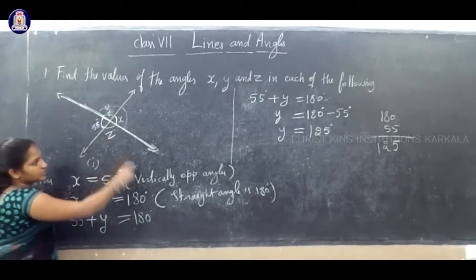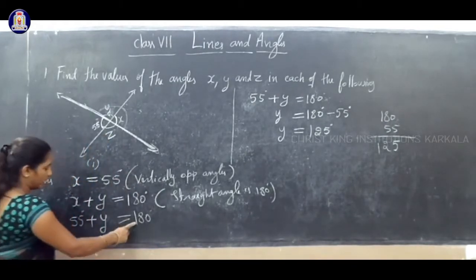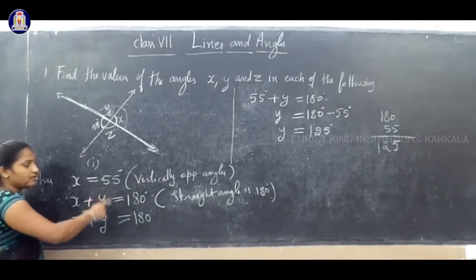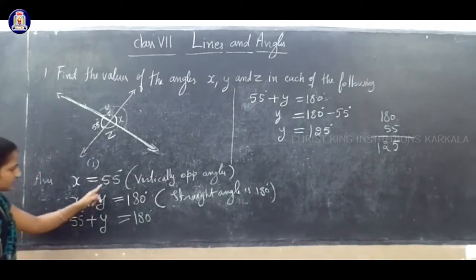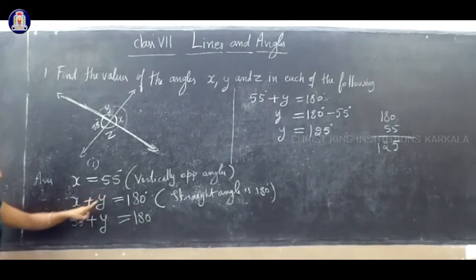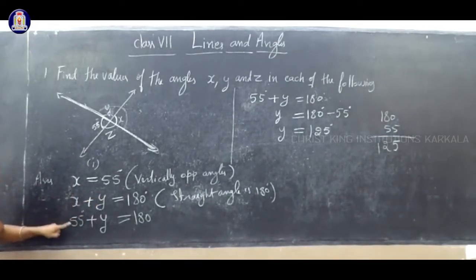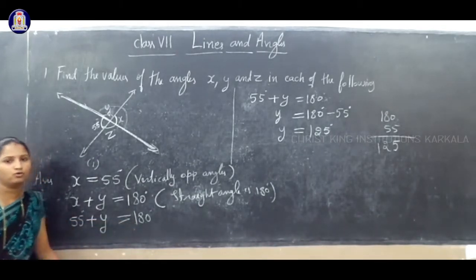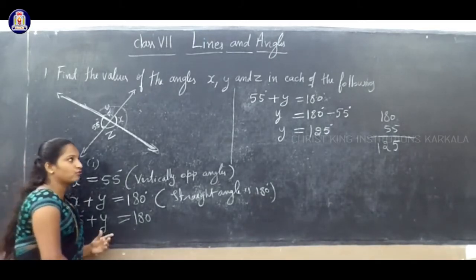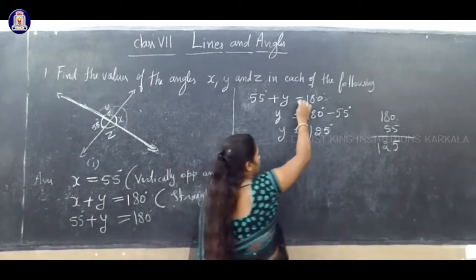Clear? So now x plus y is equal to 180. So we know the x value. What is the x value? X value is 55 degrees. So substitute in place of x the value of x. Clear? In place of x, just substitute the value. X is 55 degrees plus y is equal to 180. So now we need to find the value of y.